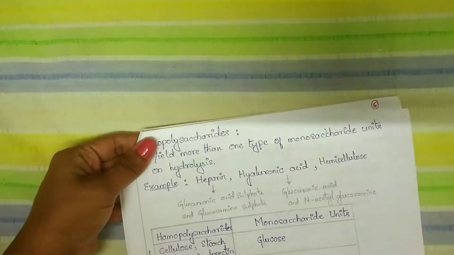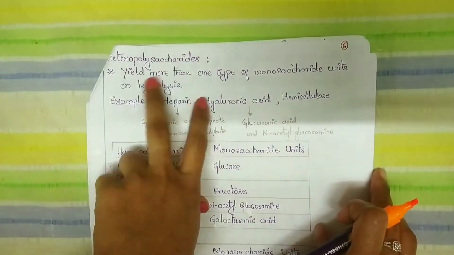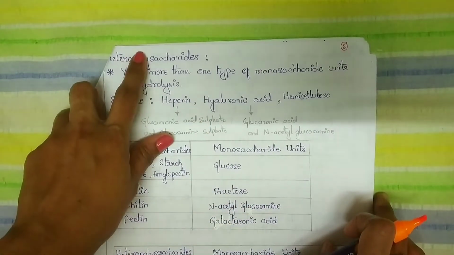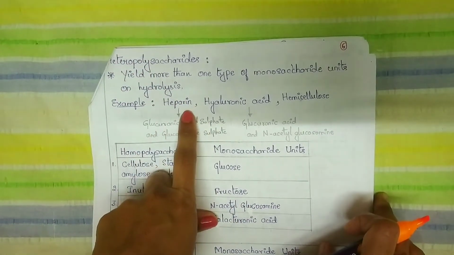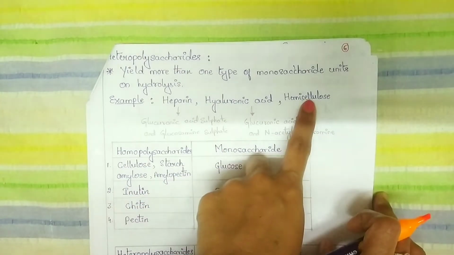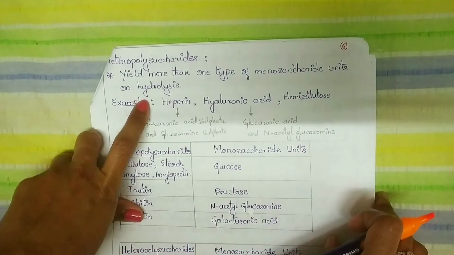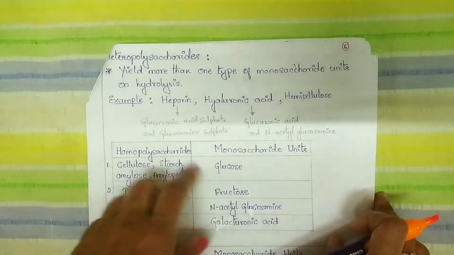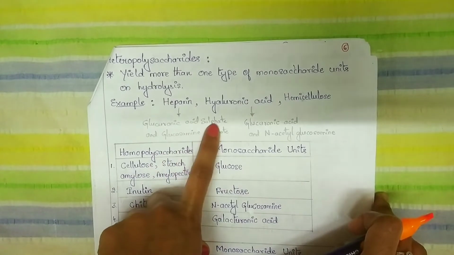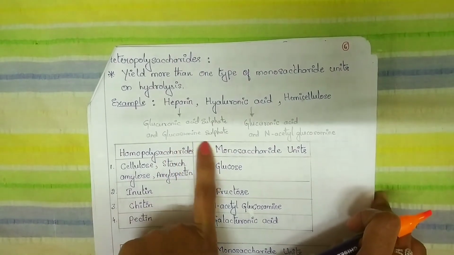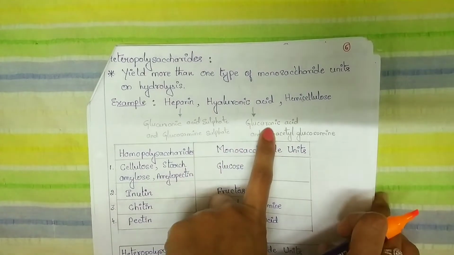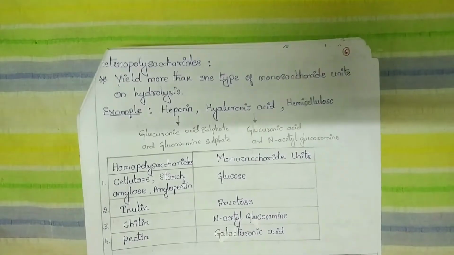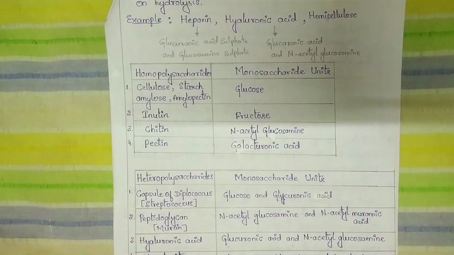Now coming to the heteropolysaccharides, they yield more than one type of monosaccharide unit on hydrolysis. As I mentioned before, hetero means different. Examples are heparin, hyaluronic acid and hemicellulose. For example, heparin releases different monosaccharide units: one is glucuronic acid sulfate, and another is glucosamine sulfate. Hyaluronic acid releases glucuronic acid and N-acetyl glucosamine.